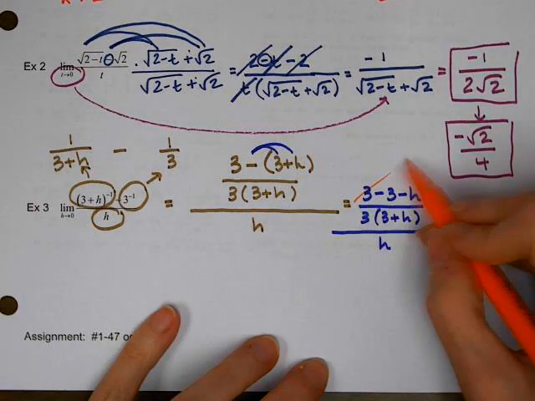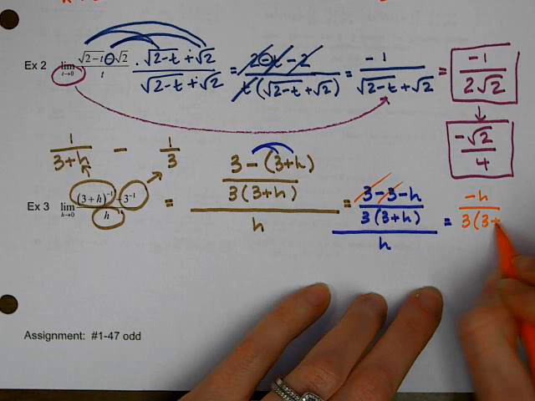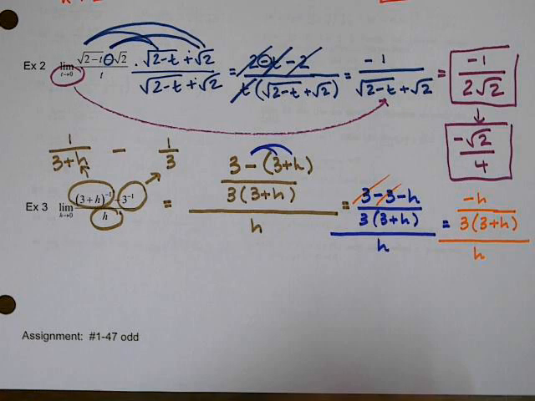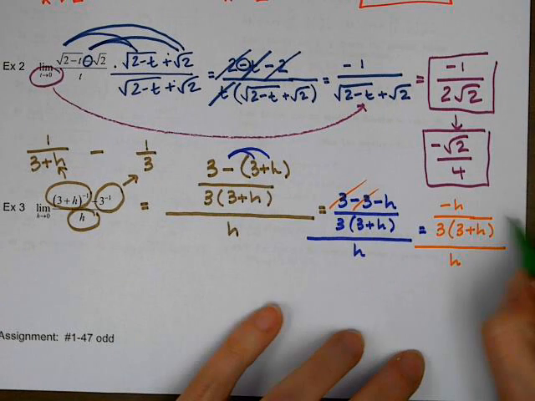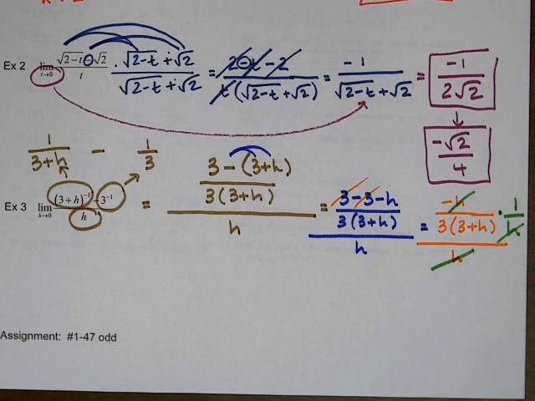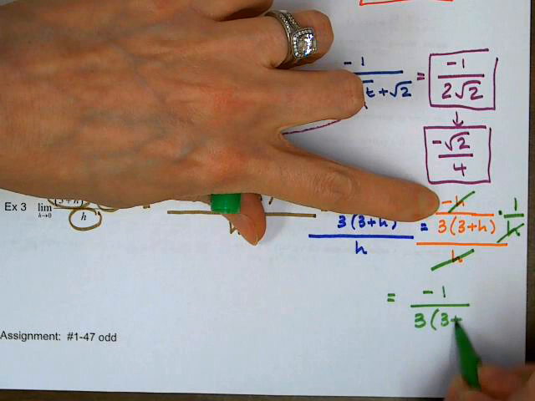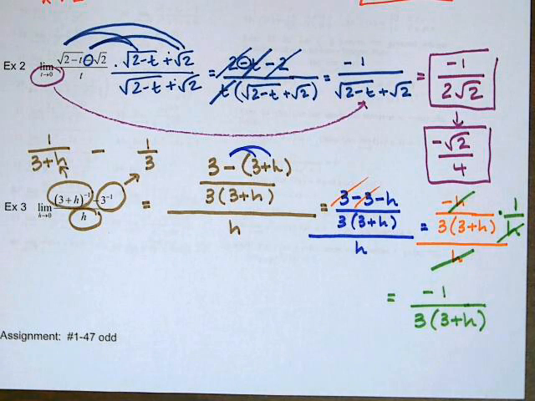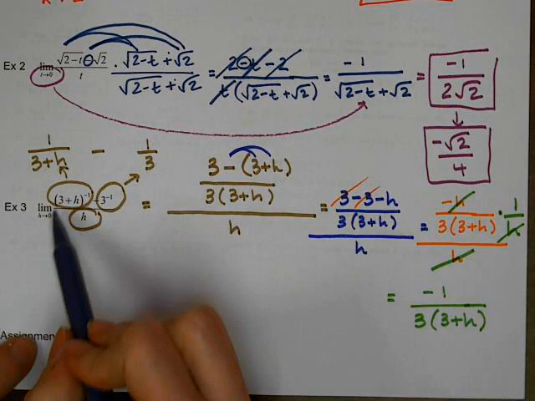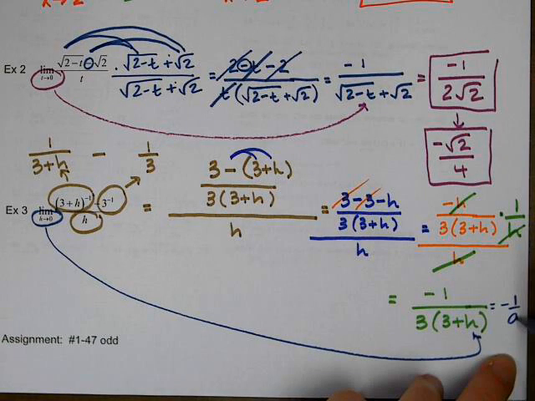And then the next step, 3 minus 3 cancels. So now we're at negative h over 3 times 3 plus h all over h. But you guys know dividing by h is the same as multiplying by the reciprocal, 1 over h. And then now the h's cancel, and we're left with negative 1 over 3 times 3 plus h. And now we can plug in 0. All right, so if we plug in 0, that'll be our limit. So that ends up being negative 1/9.